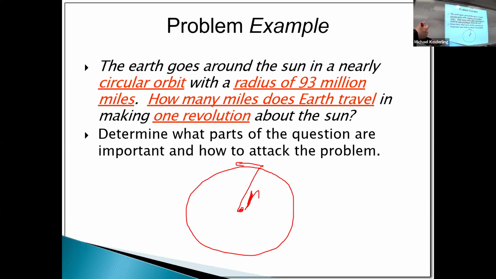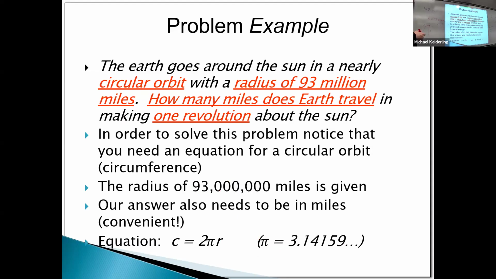So we have a circle. We're traveling around the circle once. We know what the radius is. It's given in miles, 93 million miles. Our answer is supposed to be in miles. We don't need to do any unit conversions. Huzzah.